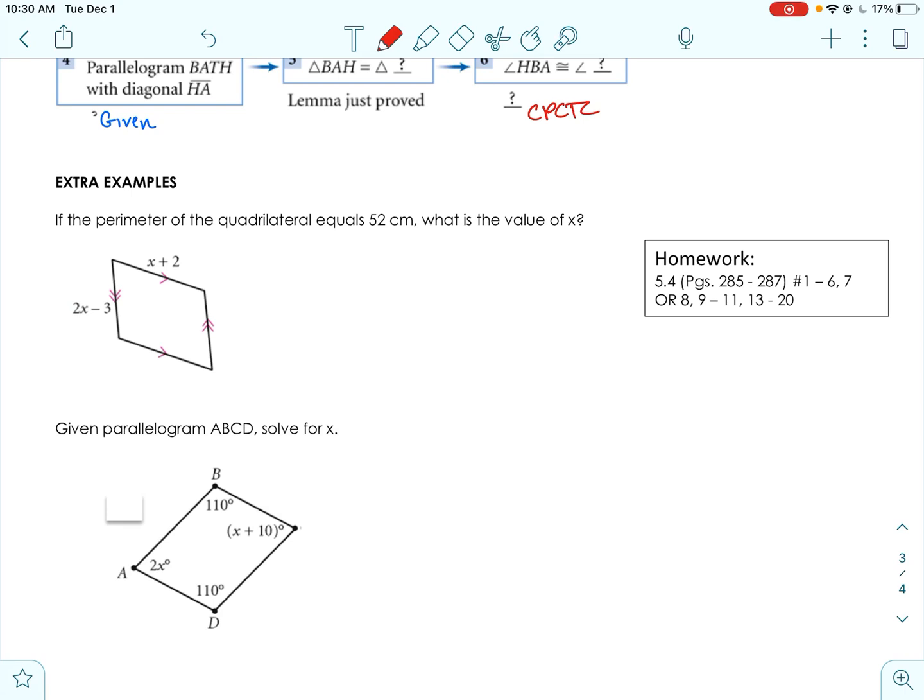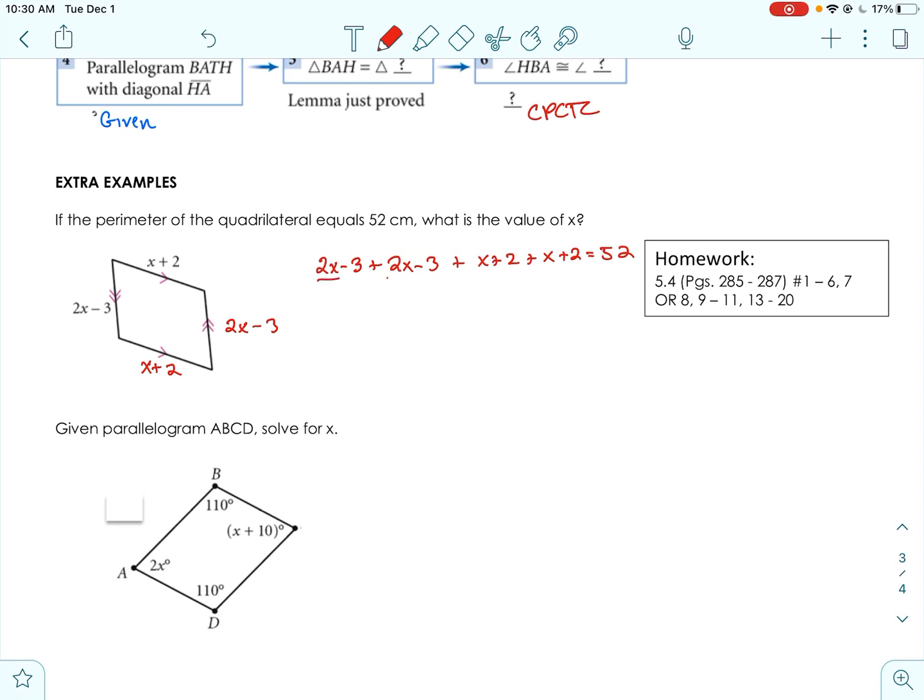In this first example, it says if the perimeter of the quadrilateral equals 52 centimeters, what is the value of x? We're talking about the perimeter here, so we're talking about the lengths of the sides. We know that the opposite sides in a parallelogram are congruent. So we know that this is x plus 2, and this is 2x minus 3. The perimeter is equal to 52. So if we add up all four sides, we have 2x minus 3 plus 2x minus 3 plus x plus 2 plus x plus 2, that's equal to 52 centimeters.